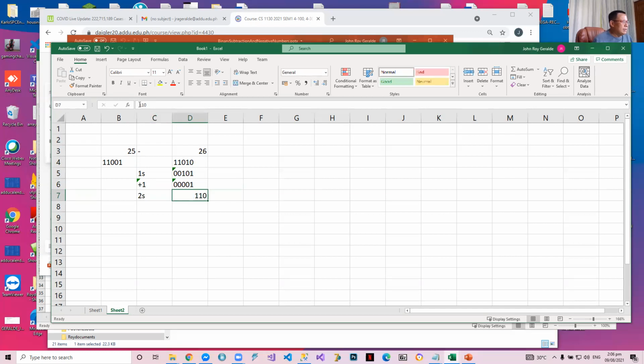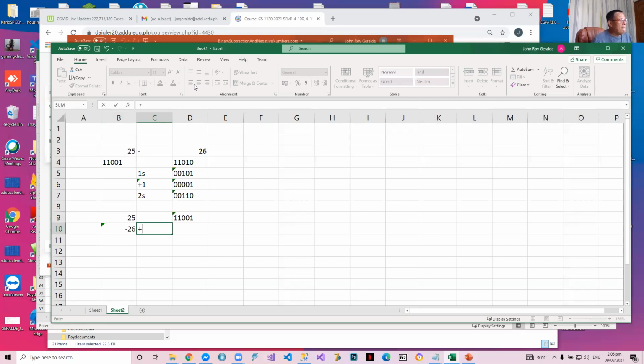Okay. 00110. So we just add 1. So 25 minus 26. And then we write a line. Okay, it's like what? What's 25? 11001 plus. This time we do a plus, okay? Plus 00110. You do not omit the leading zeros. What's the result?